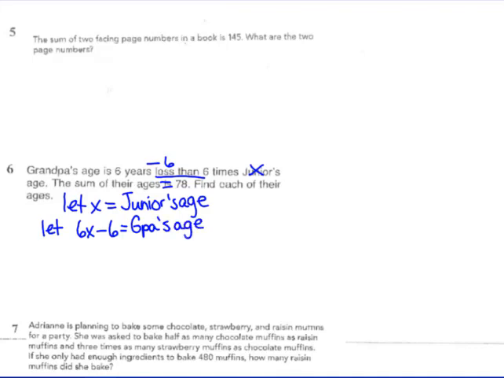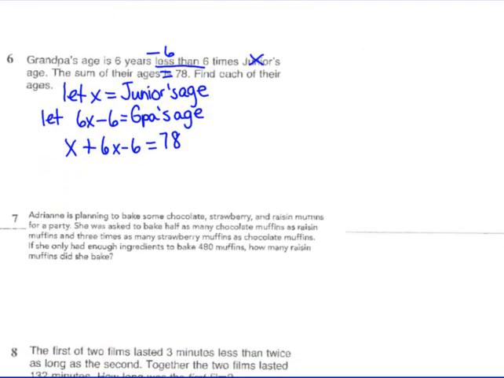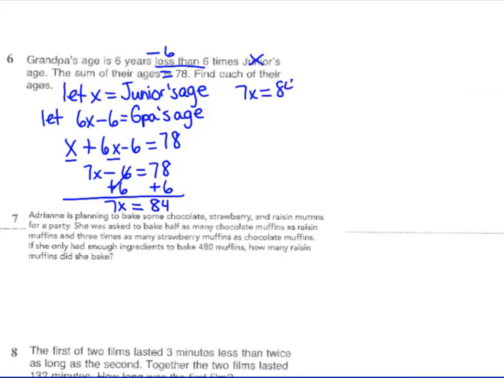The sum of their ages. So if I add Junior plus Grandpa, 6x minus 6, I'm going to get that they add to 78 years of age. So I have like terms here. x and 6x gives me 7x. Take away 6, I get 78. I'm going to add 6 to both sides. And I get 7x equals 84. It's a multiply equation. I'm going to divide by 7. Cancel those, and I get x equals 12.